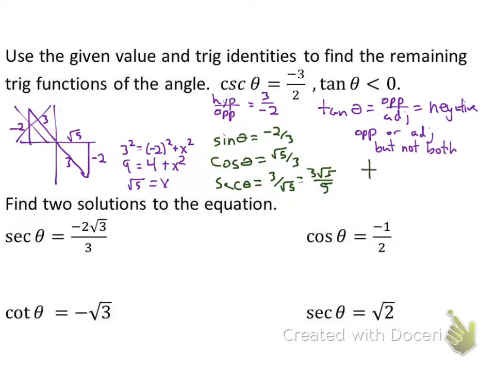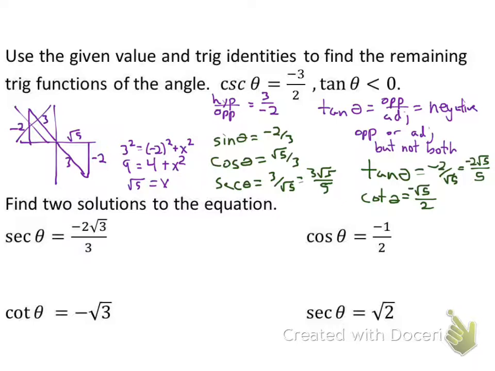Tangent is going to be -2/√5, which becomes negative 2 root 5 over 5, which is negative, which was a condition we had in the beginning. And then cotangent is going to be, we're just going to take the first reciprocal we had for tangent, and that's going to be negative root 5 over 2.